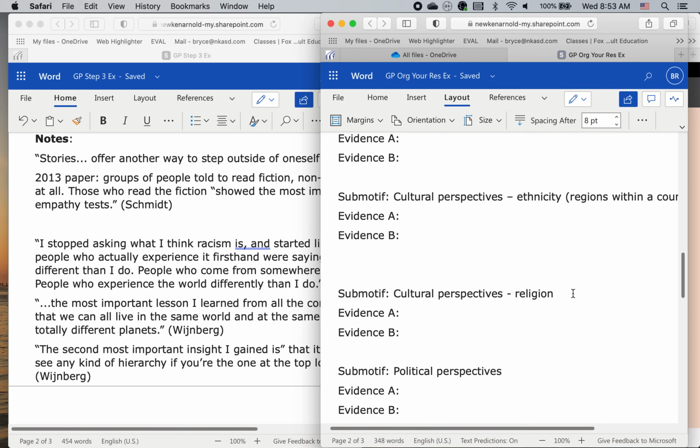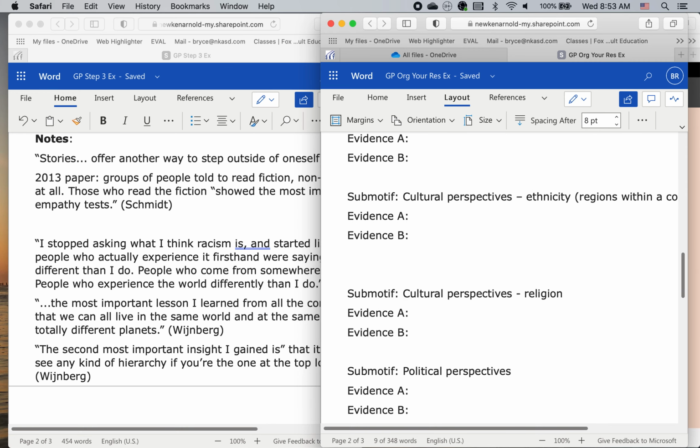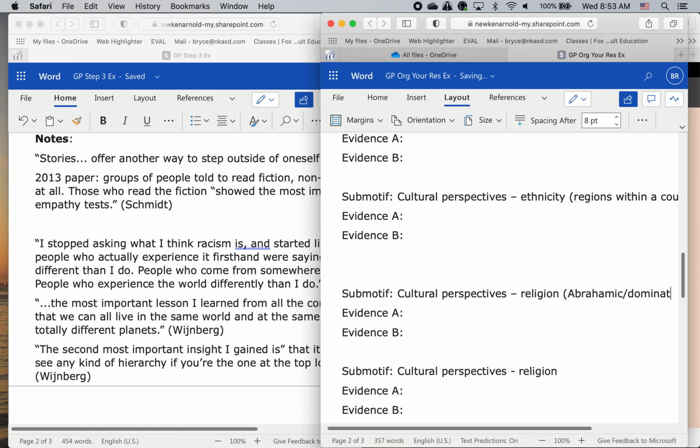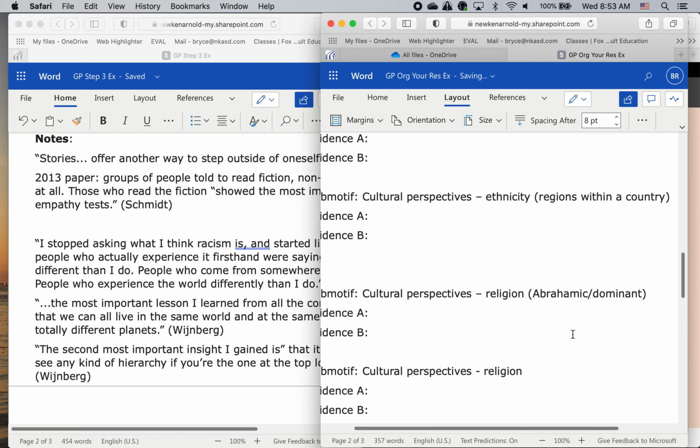Okay? Same for religions. Again, I'm going to copy and paste that because I know I'm going to do the Abrahamic religions, which are like the dominant religions. I think it is 53% of the world believes in one of the Abrahamic faiths. Not dominant, majority, that's what I wanted to say.